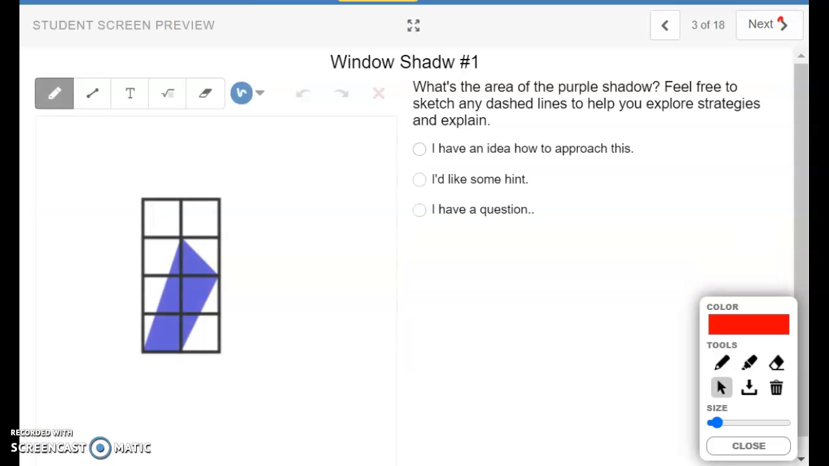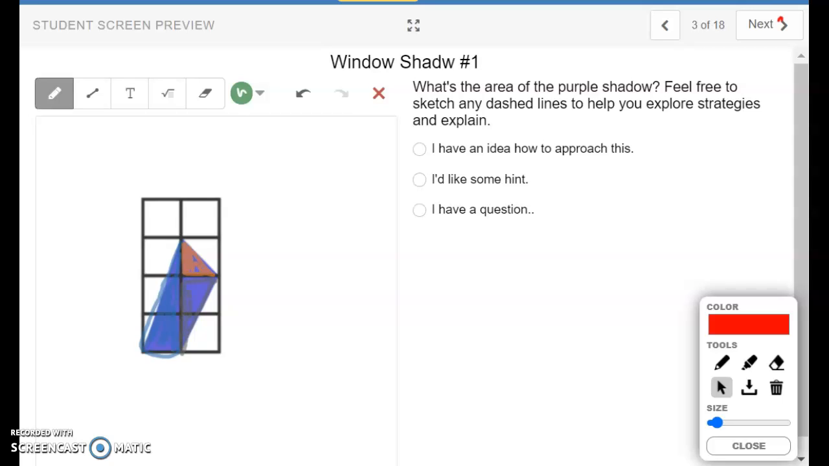Moving on, what is the area of the purple shadow? Feel free to sketch any dashed line to help you explore strategies and explain. Okay, so what I showed you during class, what you can do is break this into 3 different triangles. There's one here, and there's one here, and there's another one right there.